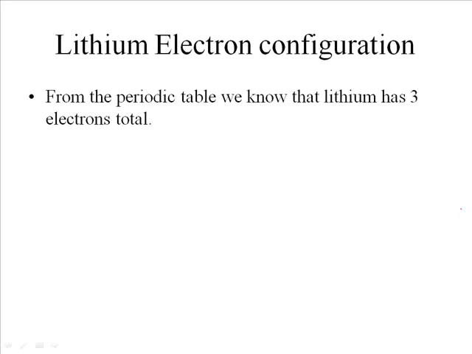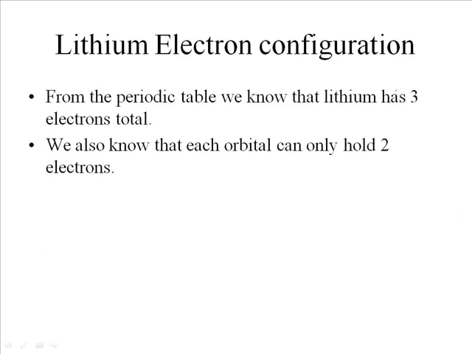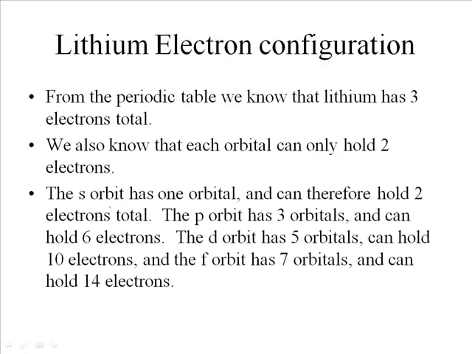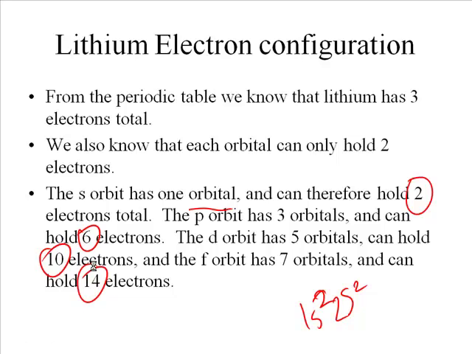Okay, so let's look. Here's lithium again. From the periodic table, we know lithium has 3 electrons. We know each orbital can only hold 2. And the s subshell has 1 orbital, so it can only hold 2 electrons. That's why it was 1s2, 2s2, because the s can only hold 2. The p can hold up to 6, the d can hold up to 10, and the f can hold up to 14 electrons.